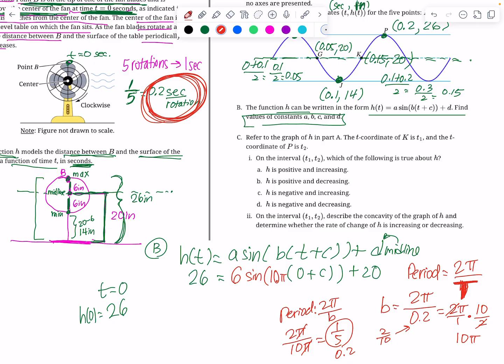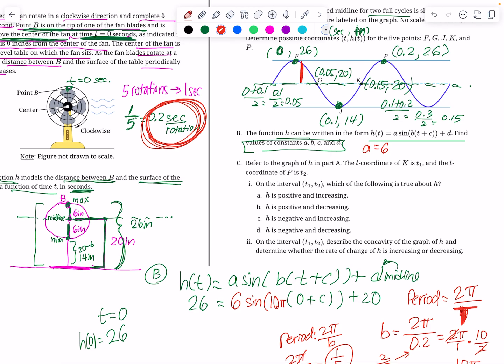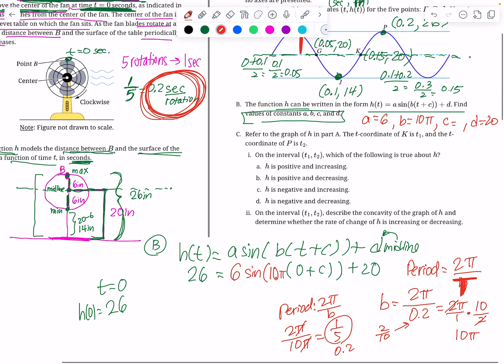So far we found that A was 6. That was the amplitude. How high was it from the midline? 6. B, we just figured out was 10 pi. C, we didn't figure out yet. And then D was 20. Okay, so let's proceed. So now we're just doing algebra here.